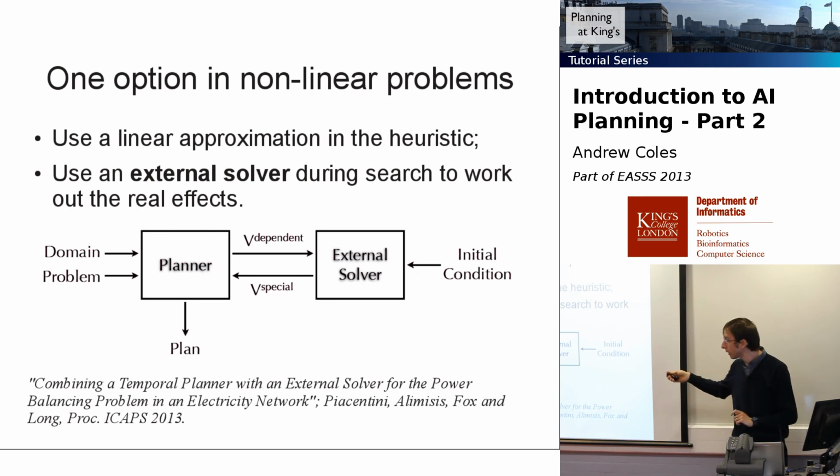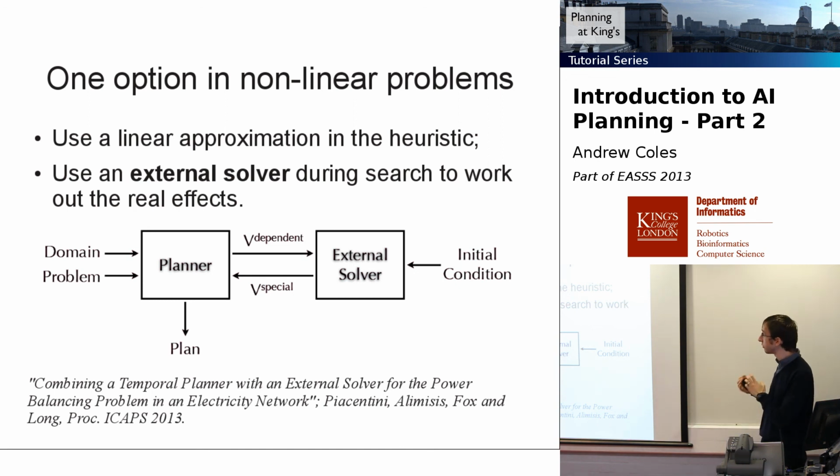So the nice thing about this is that you get a plan at the end of it which has been checked against real power flow equation models using an external solver, but you still manage to use a nice generic domain-independent heuristic by just giving it a linear approximation for the heuristic's sake.